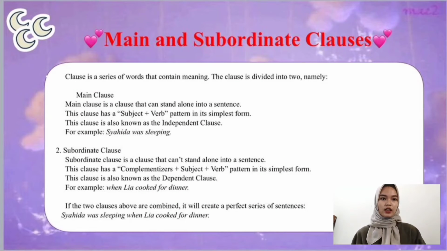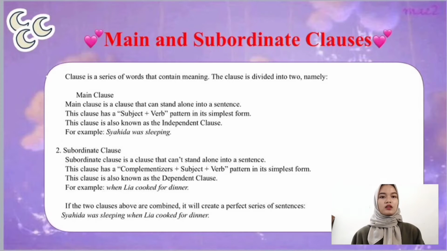Main and subordinate clause. A clause is a series of words that contain meaning. The clause is divided into two, namely main clause and subordinate clause. A main clause is a clause that can stand alone as a sentence. This clause has a subject plus verb pattern in its simple form. This clause is also known as the independent clause. For example, Syahida was sleeping.